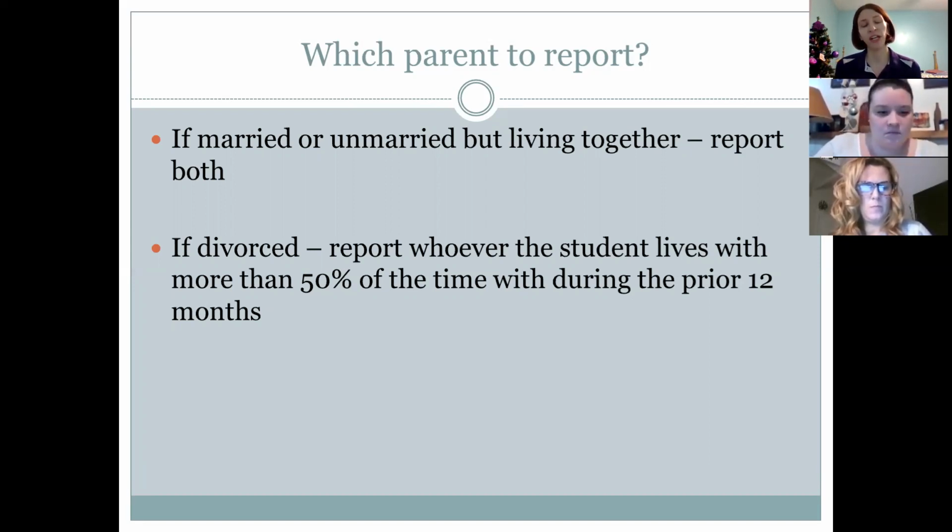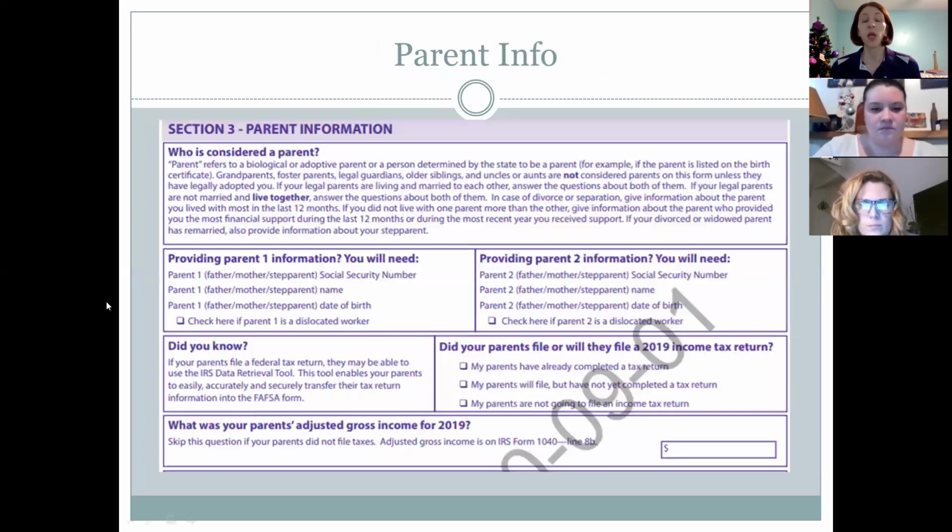Now, let's say your parents are divorced and you live with your mom and your mom is remarried, you do have to then report your stepdad's information, or step-parent's information, on there, as well as their basic information and their income information. So it's going to go into, like I said, the parent information. Now that you determined which parent or parents to report, you're going to put down their basic information. And then also it's going to start asking you about their income information.